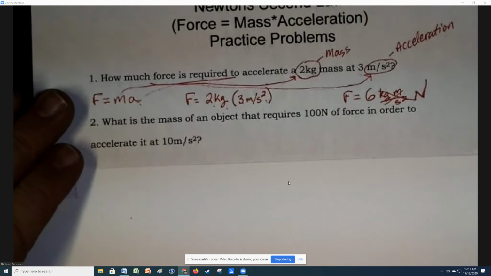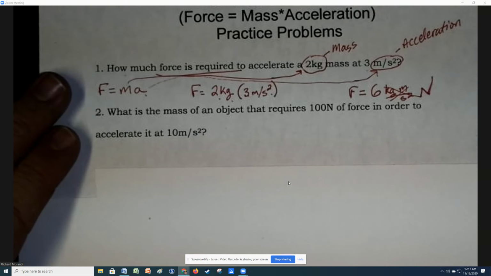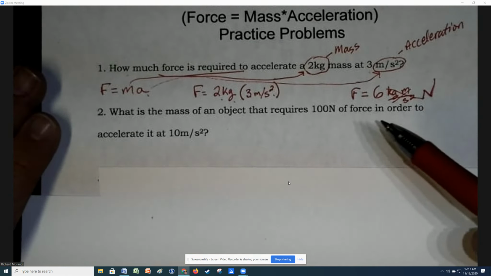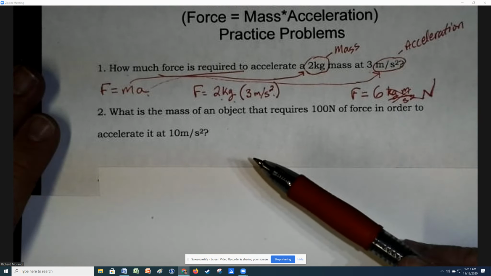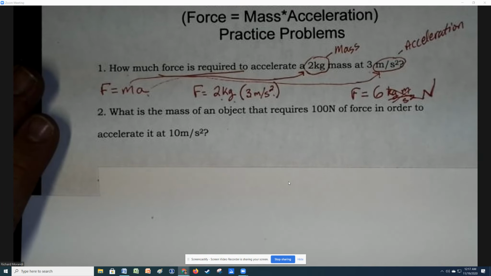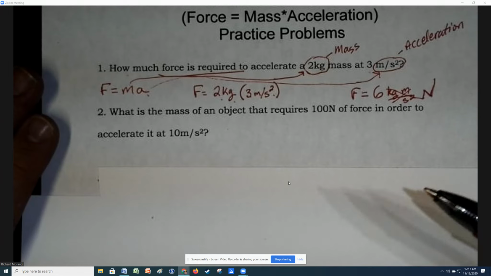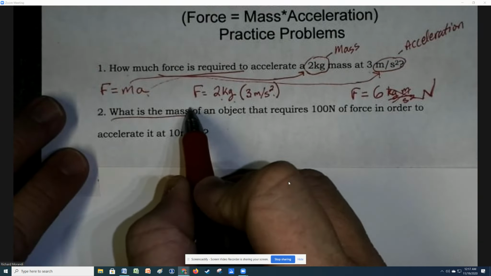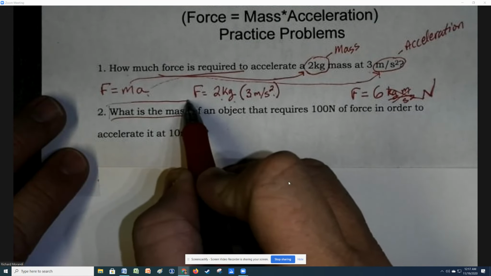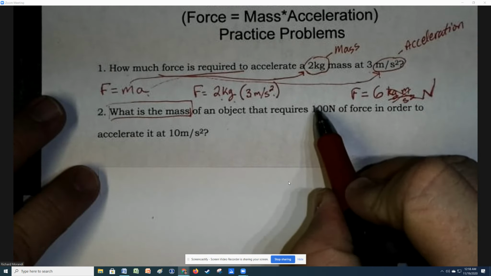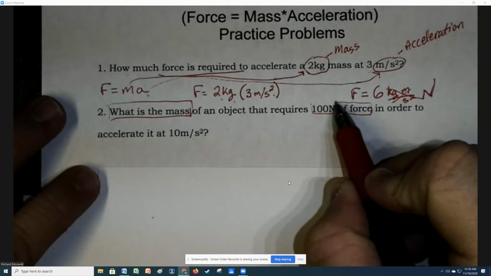Let me move on to the next one, and we'll do that one together too here. It says, what is the mass of an object that requires 100 newtons of force in order to accelerate it at 10 meters per second squared? Step 1 is figure out what I know and what I want to know. What is the mass? I'm going to be solving for mass in this problem. Of an object that requires 100 newtons of force.